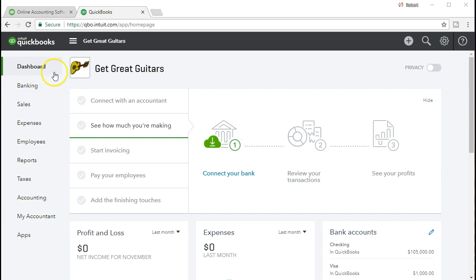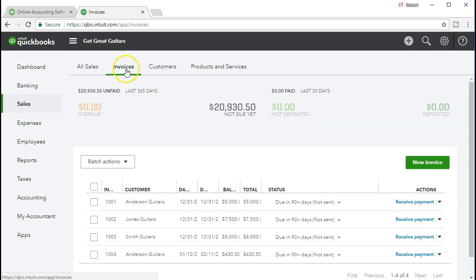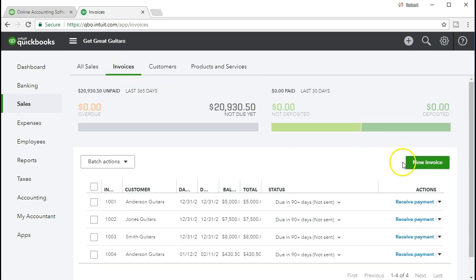Here we are on the QuickBooks dashboard. We will be continuing with the Get Great Guitars problem. We entered an invoice prior to this presentation, and this will be the second invoice we will be entering with inventory. In order to enter an invoice, there's a couple places we can go. Last time we took a look at the inventory by going to the sales item here, and then going to invoices up top, and then finding the new invoice.